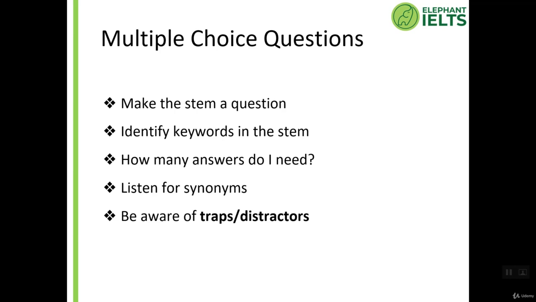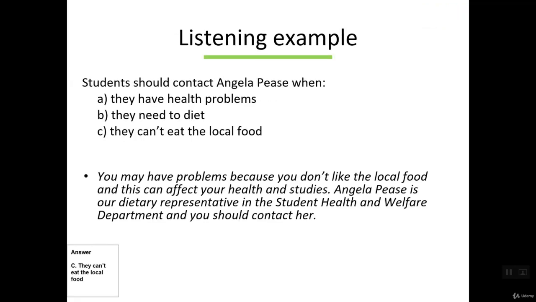You may underline a keyword in the question and hear the same word in the recording and think, this is my answer, but this is very likely to be a trap. Often the answer is a synonym of the word in the question. Let's look at this example.